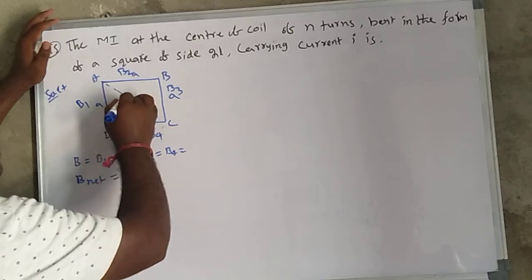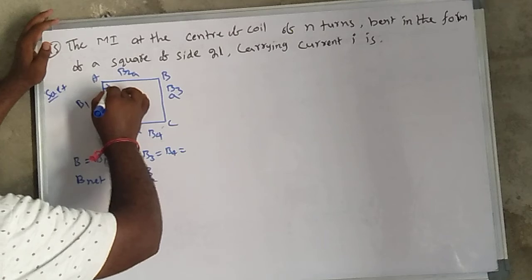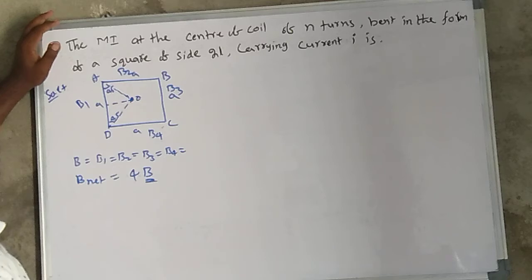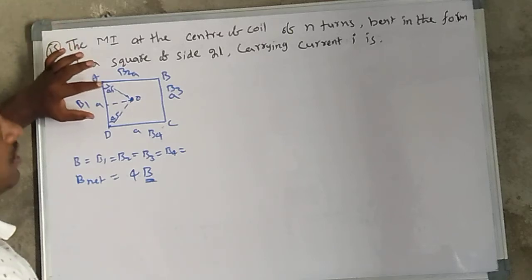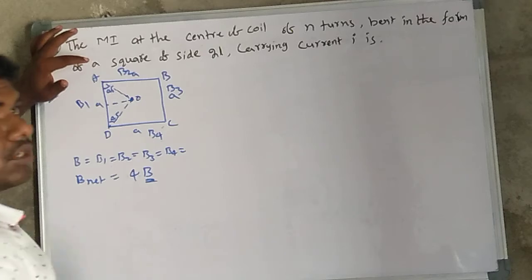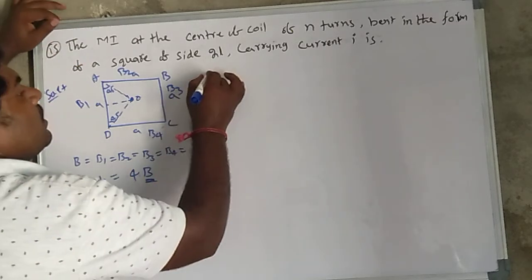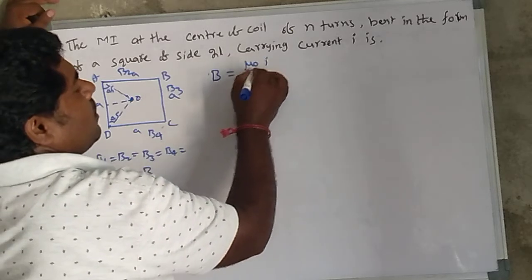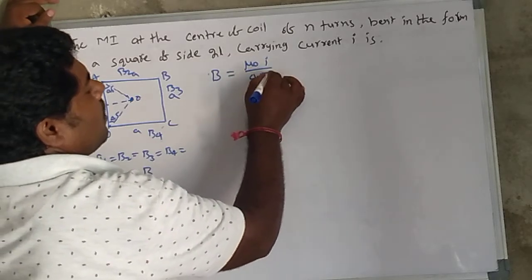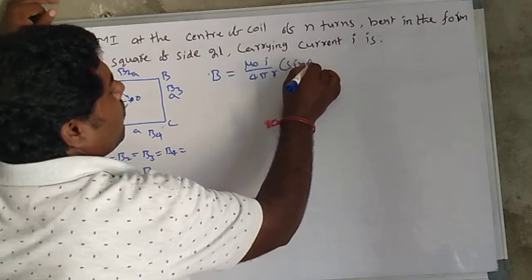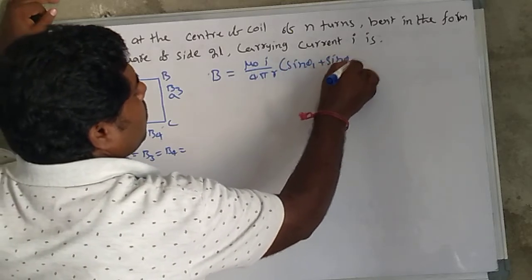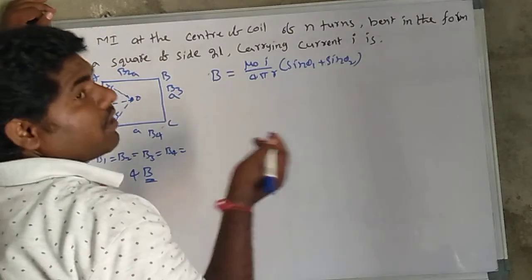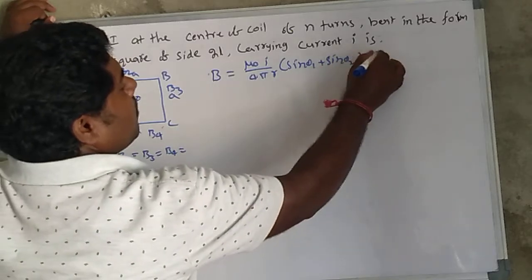Due to this one, the angle here must be 45 degrees, and here also 45 degrees, due to the center. Here R is A by 2 length. According to application of Biot-Savart law, the magnetic field B is equal to mu naught I divided by 4 pi R into sin theta 1 plus sin theta 2. Here theta 1 is 45, theta 2 is 45. Here n number of turns is there, that's why multiply by n.